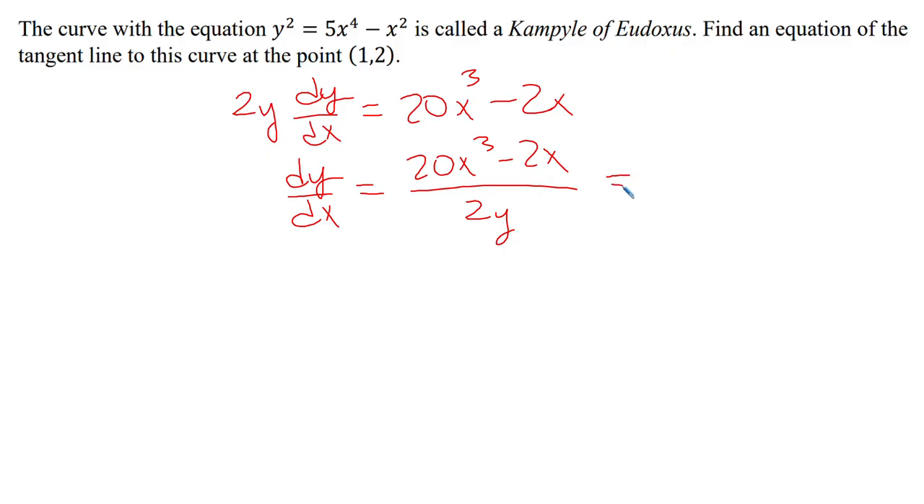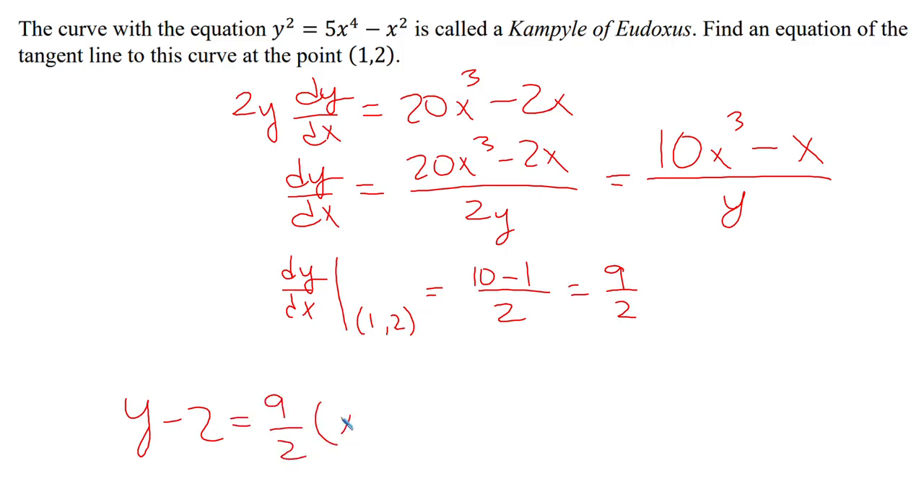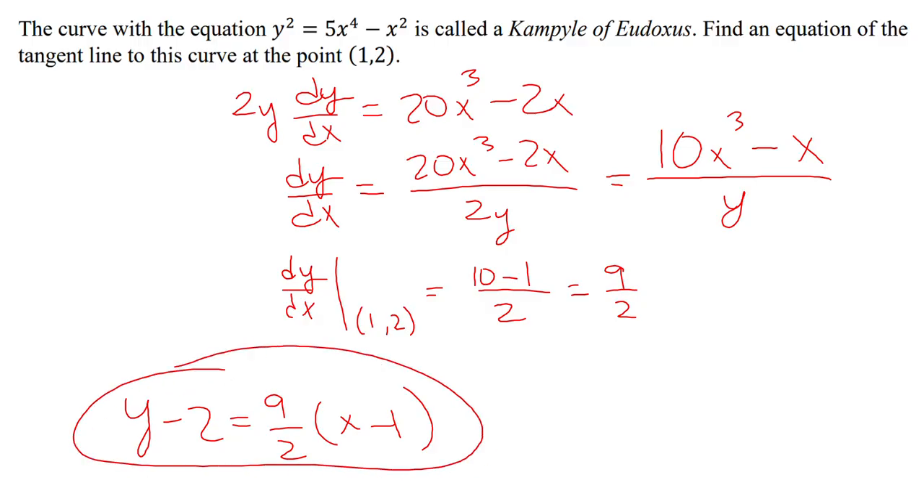over 2y, which, if we want to reduce that down a little bit just to make the arithmetic easier, is just (10x cubed minus x) over y. And we need to evaluate this at the point (1, 2). So dy/dx evaluated at the point (1, 2). Well, when x is 1, that's just going to be 10 minus 1 in the numerator, and in our denominator, it's just going to be a 2. So our slope is 9/2. And we'll just use point-slope form. y minus 2 equals 9/2 times (x minus 1). And that ought to be it for that one.